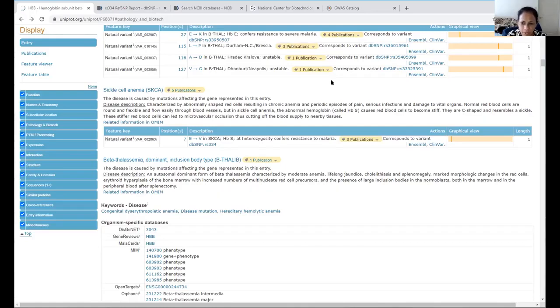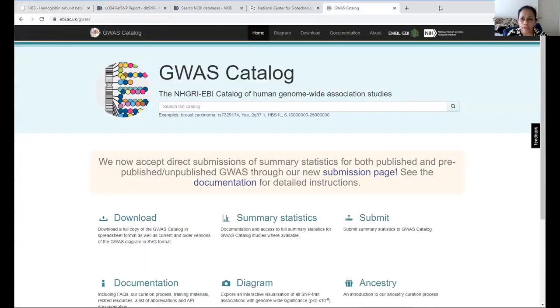Everything that we taught, you will be able to do it on your own right now, okay? So I am going to genome-wide association studies. I'm going to put that link in the chat.